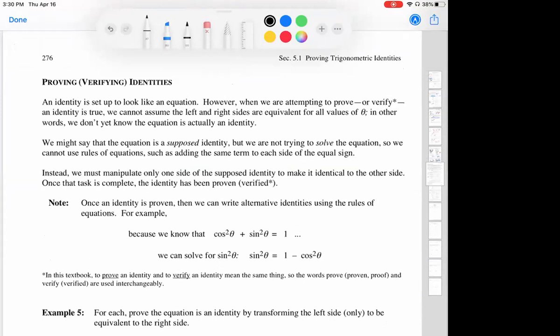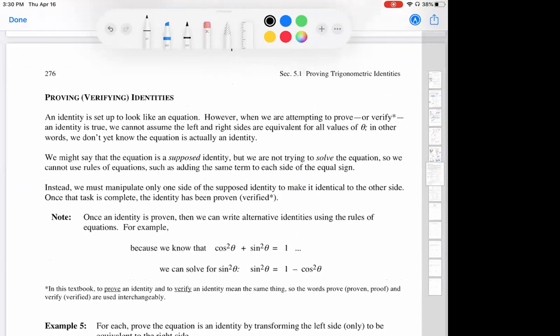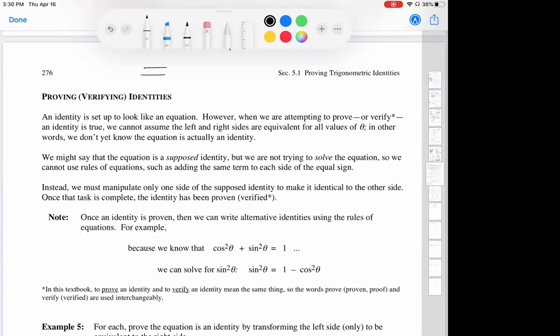Proving or verifying identities is just like simplifying, but you're going to have two arguments. Something is going to equal something else. An identity is set up to look like an equation. However, when we are attempting to prove or verify an identity, we cannot assume the left and right sides are equivalent for all values of theta. In other words, we don't yet know the equation is actually an identity.